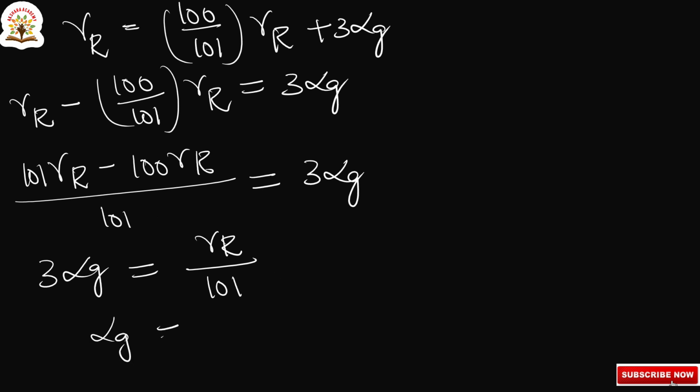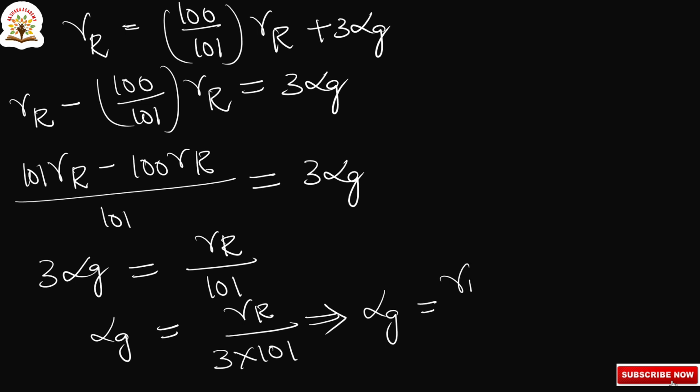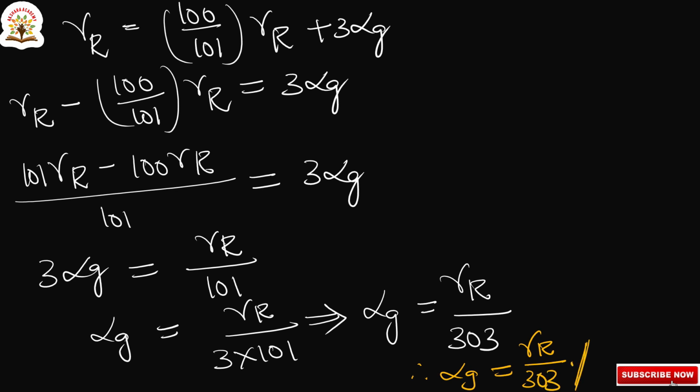Taking cross multiplication, alpha g is equal to gamma R by 3 into 101, that is 303. So this is the final answer. Alpha g, the coefficient of linear expansion of the material, is equal to gamma R by 303. This is the final answer. Okay, next we will go to the next question.